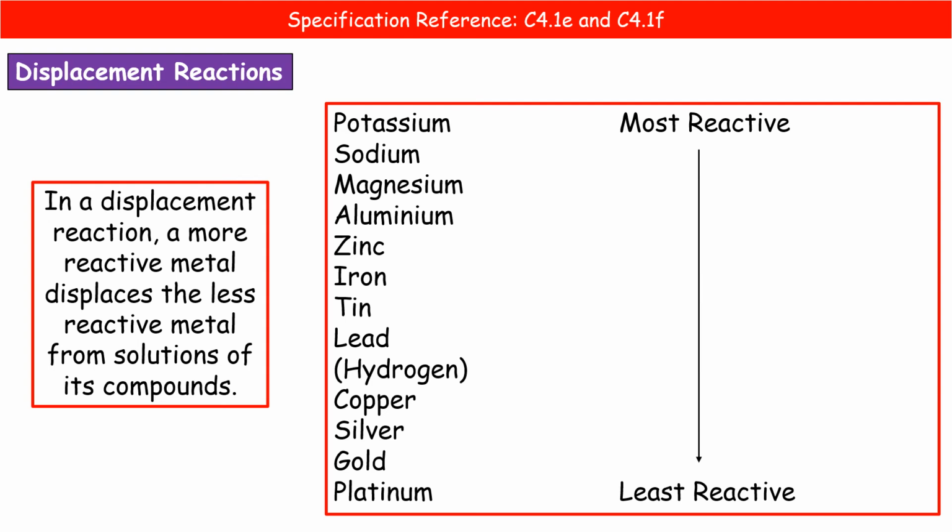Now, in the advanced information, we need to know about displacement reactions. Here is another example. We've done the halogen displacement reactions. These are the metal displacement reactions. So either could come up under that heading there. In a displacement reaction, a more reactive metal displaces the less reactive metal. Similar to what we said about halogens, the more reactive halogen displaces the less reactive halogen. So whatever is more reactive is going to displace the less reactive one.